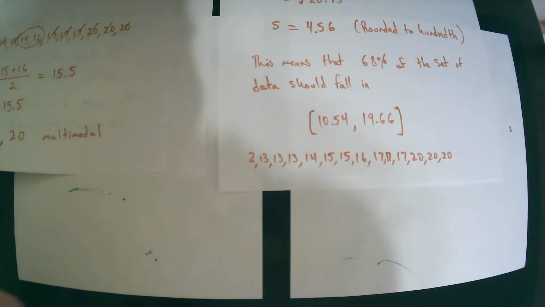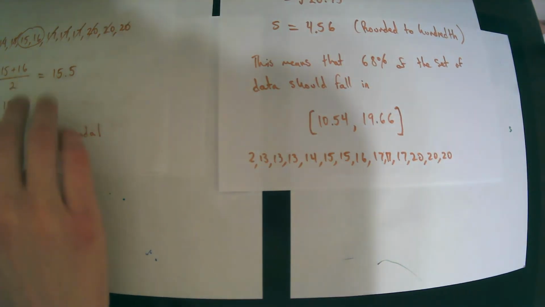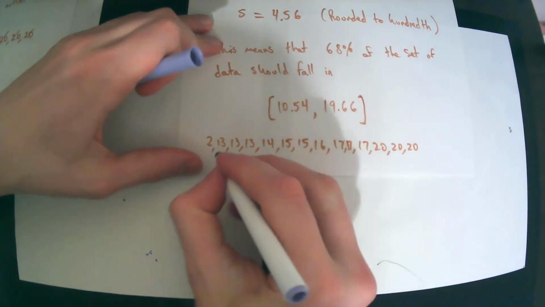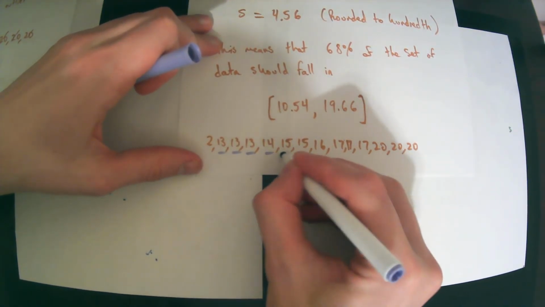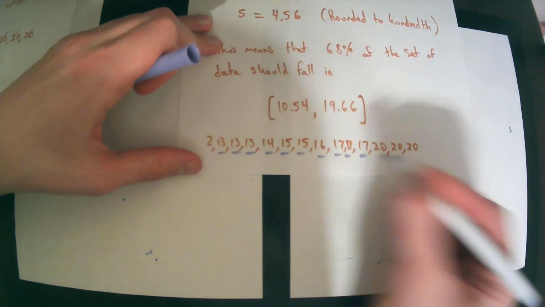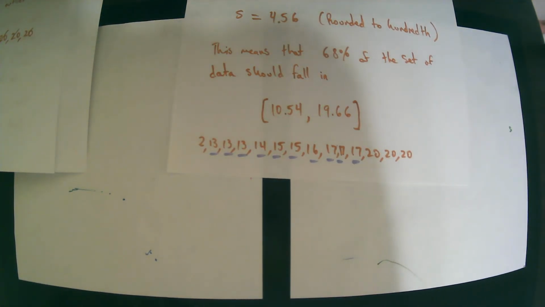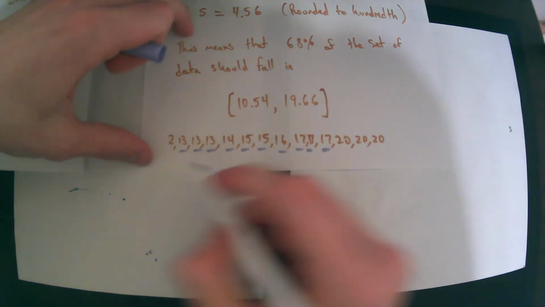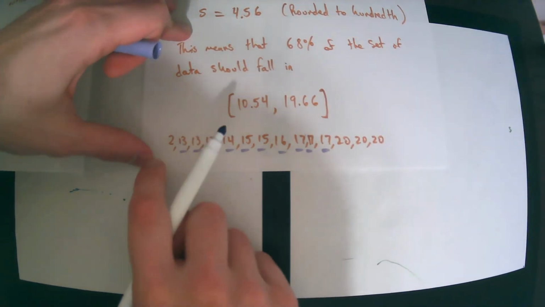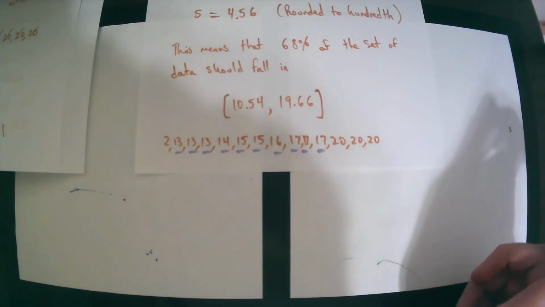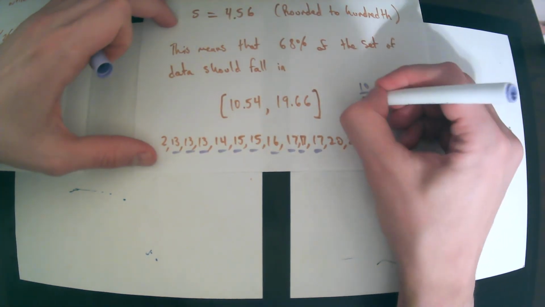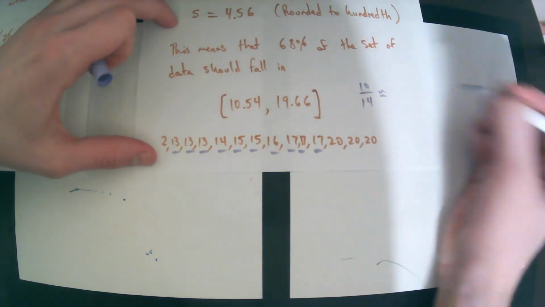And what numbers are going to fall in that range? Do I have a pretty color? How about purple? This one, this one, this one, this one, this one, this one, this one, this one, this one, and this one. Okay, so how many is that? That is 10 out of 14. 10 out of 14 is approximately what percentage?